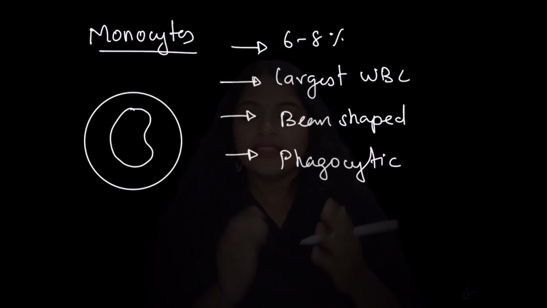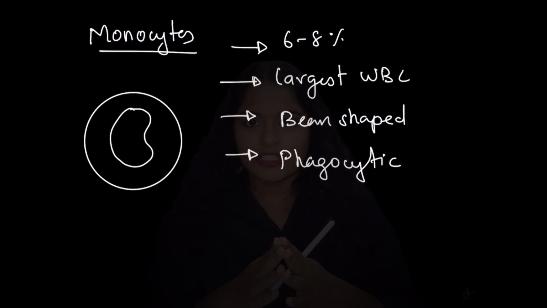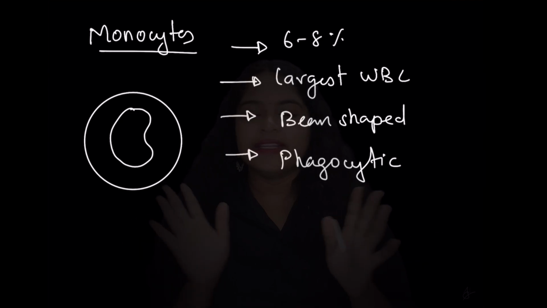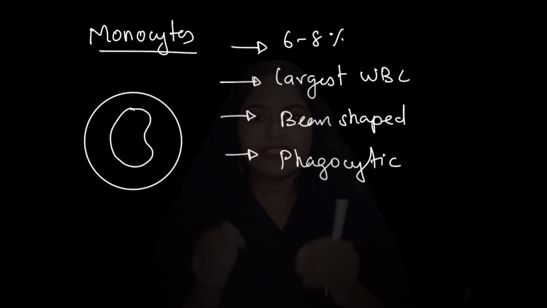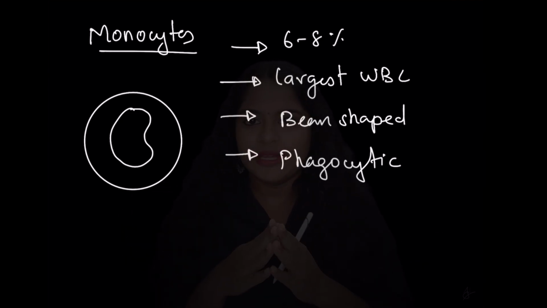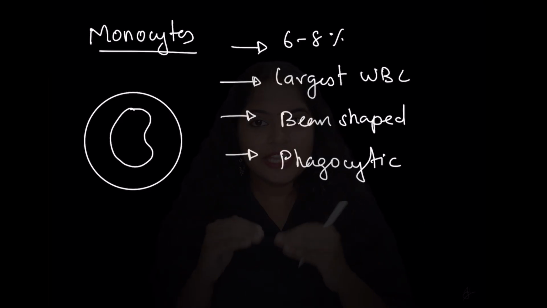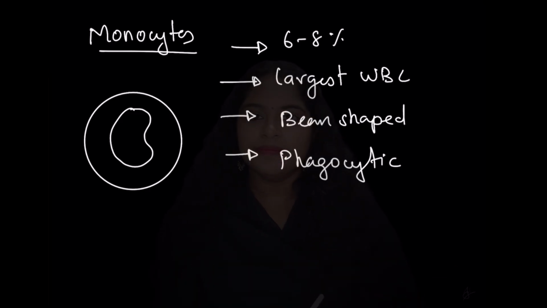Once these monocytes respond to an infection, these WBCs along with the plasma will go to the tissue and engulf that pathogen. But after that these WBCs cannot come back to the blood. What happens is these WBCs will differentiate into macrophages and they will stay in the tissues and do their phagocytic functions. Next is the lymphocytes.